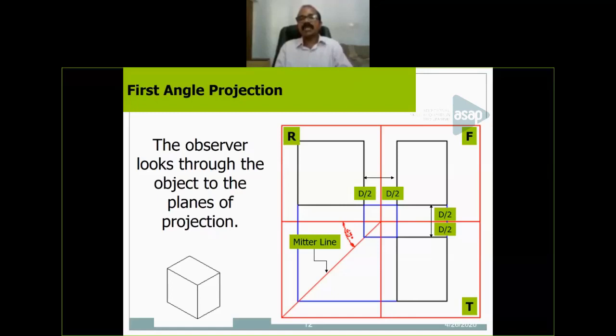Suppose A dash, B dash, C dash, D dash represents the elevation of an object, then the plan will be A, B, C, D. Always use small letters. And for representing the right side view, you have to denote A double dash, B double dash, C double dash, D double dash.